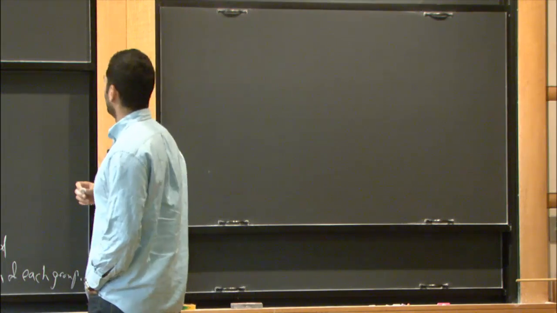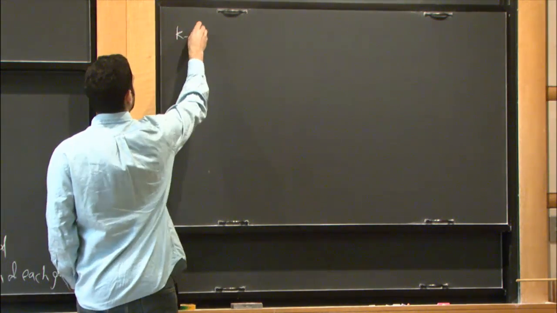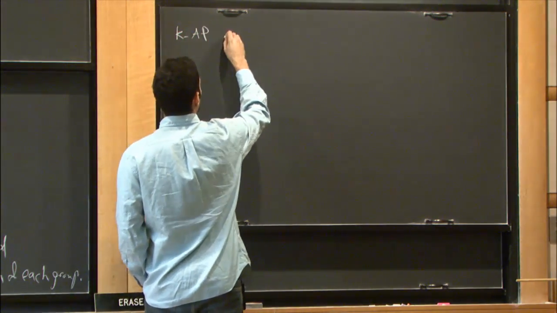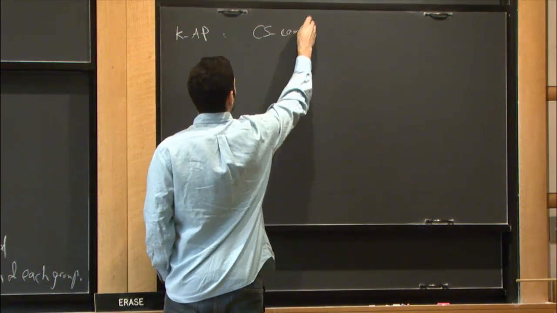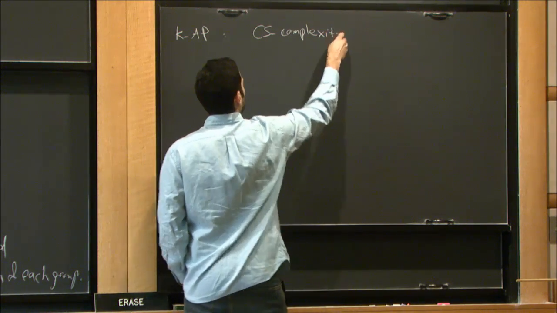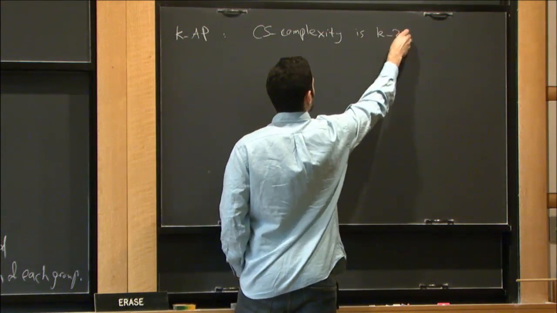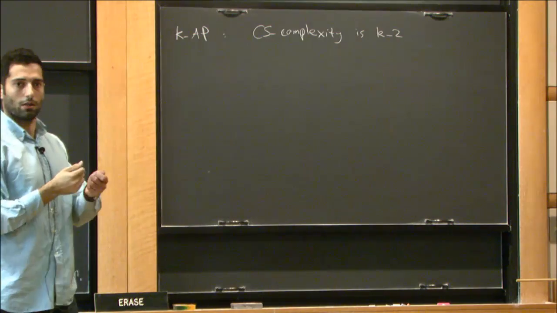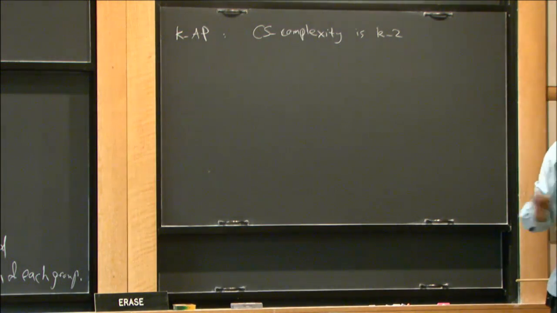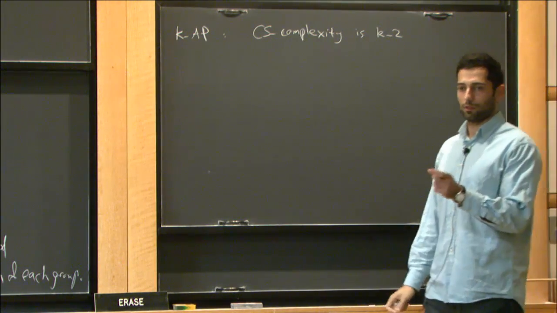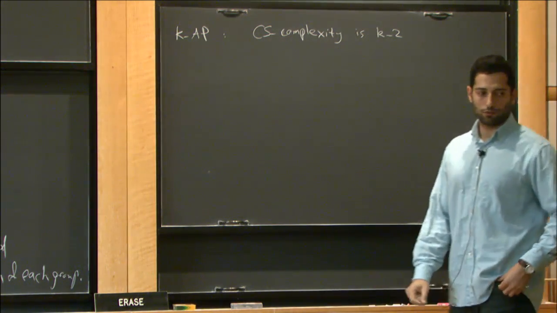So yeah, that's a good example. For k-AP, the CS complexity is k minus 2, and you can see this because for every linear form you have to partition the rest into single groups, and otherwise you will have the linear form in the span.